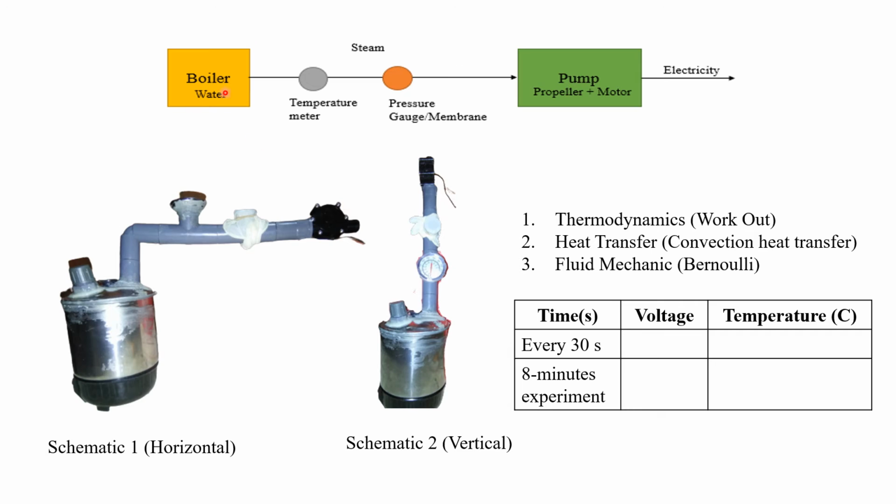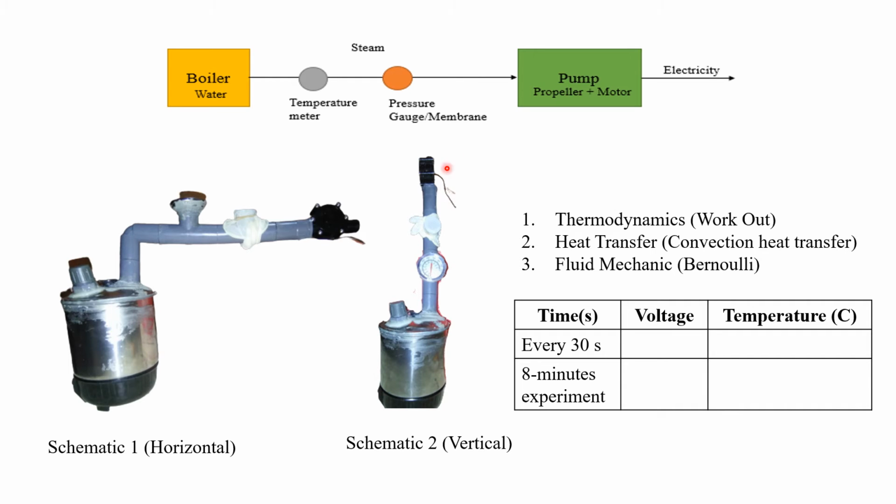Talking about the working principle of the steam engine, the first one is that the water contained in the boiler is being heated, and then the water is transformed to steam. And then the steam will flow into the pump that consists of a propeller and the motor. And then the steam is converted into electricity. On the way the steam goes into the pump, the temperature and the pressure will be measured.